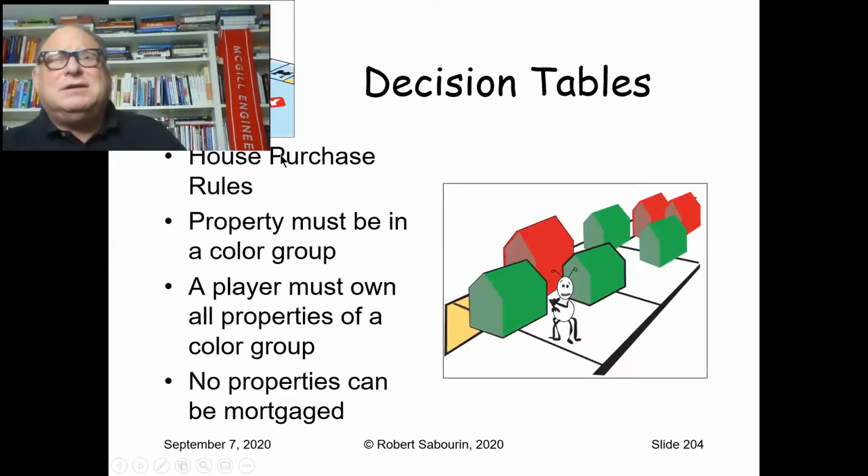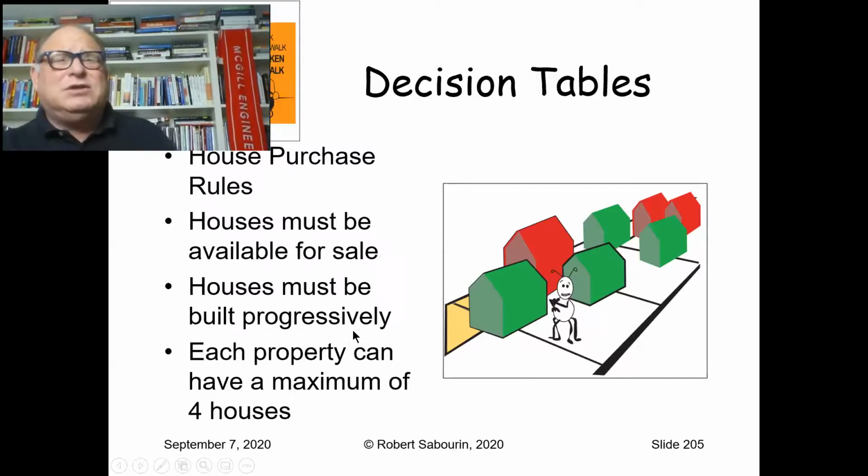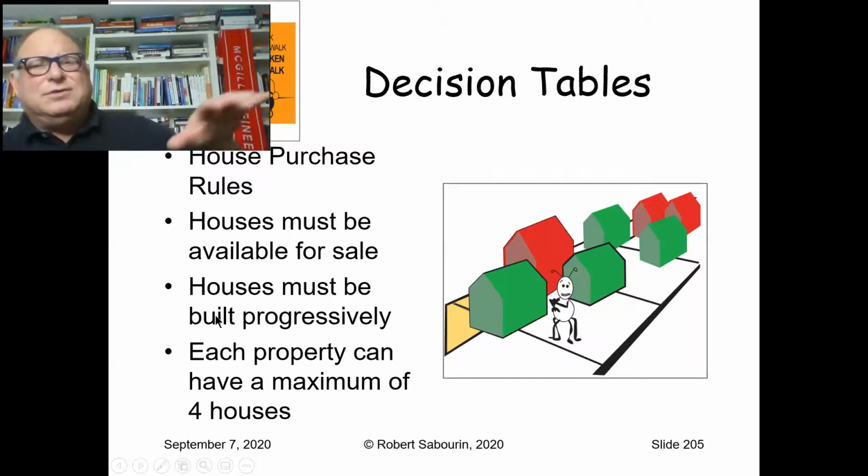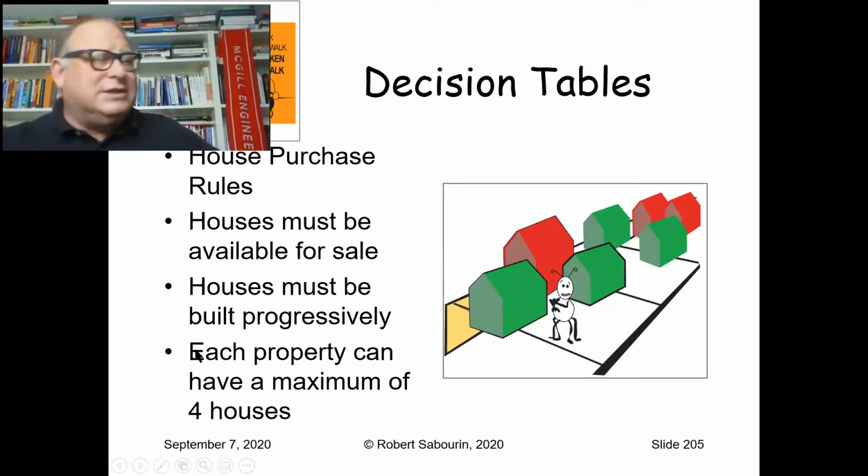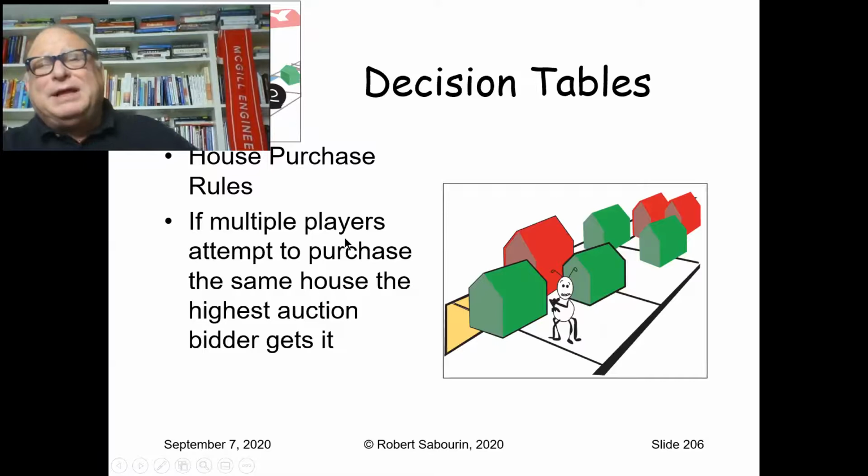So if we start here, decision tables, so basically the purchase rules of a house is the property must be in a color group, the same player must own all the properties of the color group, no properties in the color group can be mortgaged, houses must be for sale. Houses must be built progressively. That means that you start with 1, 1, 1, then 2, 2, 2, then 3, 3, 3, then 4, 4, 4, and you can never have more than 4 houses on a property. If multiple players are attempting to purchase the house at the same time, then there's an auction, and the highest bidder will get the house.